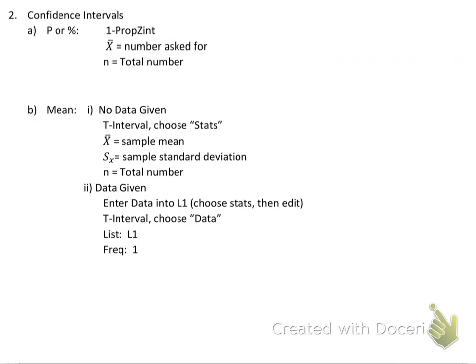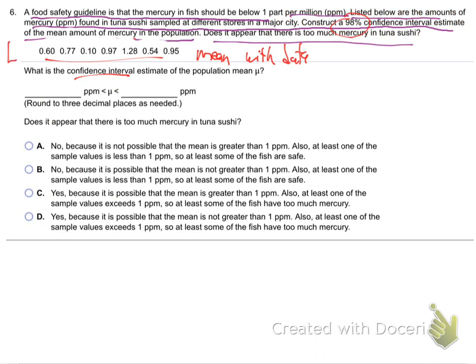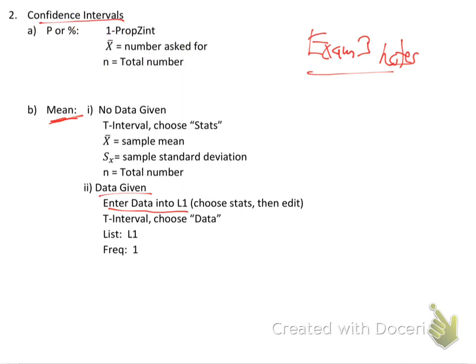Here's their exam 3 notes. Confidence intervals. This time we're in mean, data given. We're down here. So enter the data into L1. Right? Put the data in L1. So first thing, put this data into L1. There's step number 1. Put that data in L1. Step 2, what does it say?